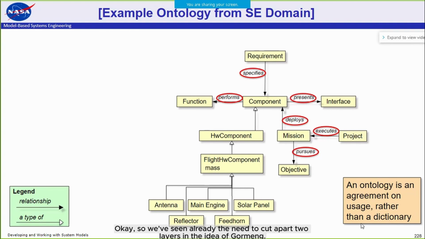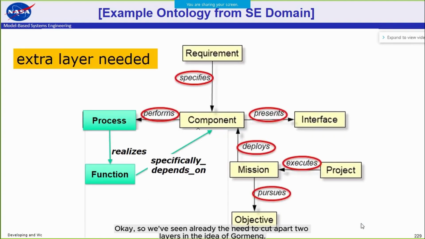Okay, so we've seen already that you need to cut apart two layers in the idea of function. One is having a function, and one is having that function realized. In other words, performing the function. And the gene ontology has a sub-ontology, which we already recognized, called molecular function. But the way in which the gene ontology community understands molecular function very often runs together having a function with performing the function. And this corresponds to a usage in biology of the phrase has function.